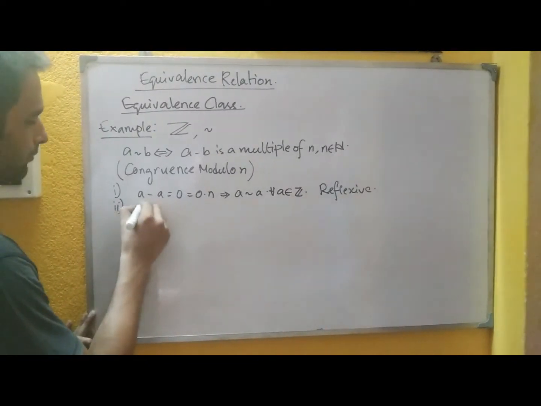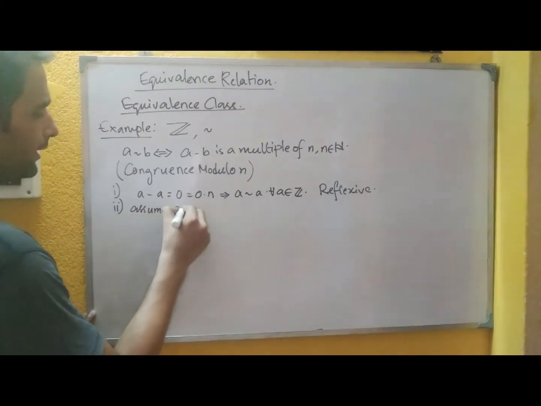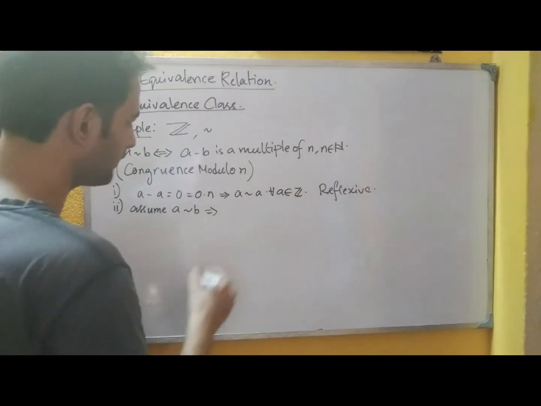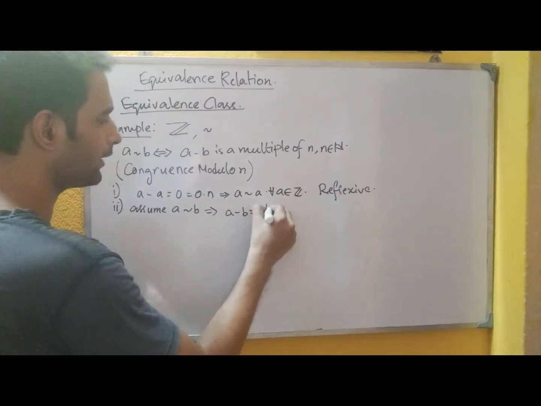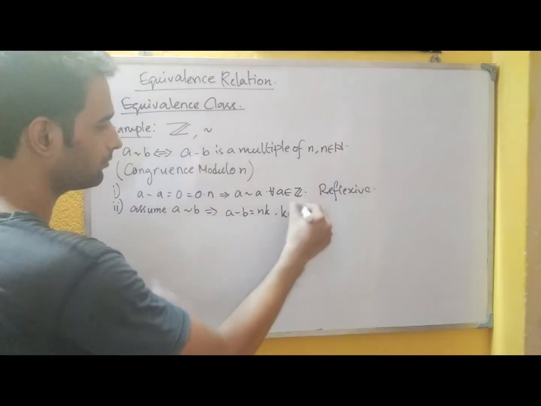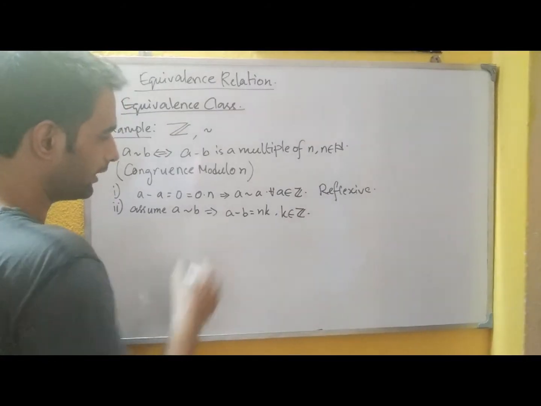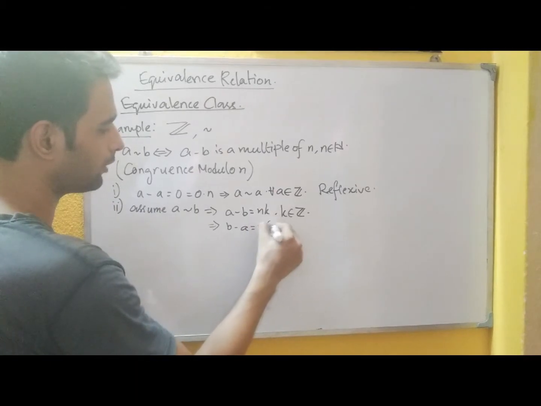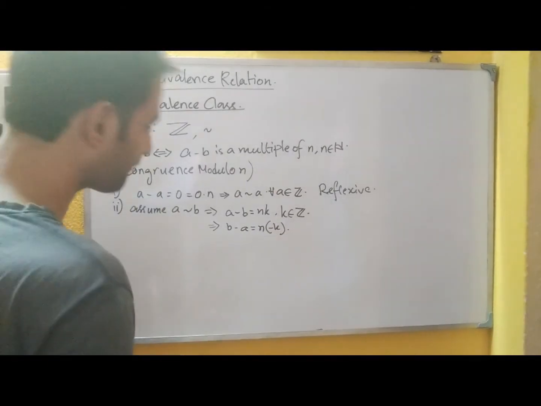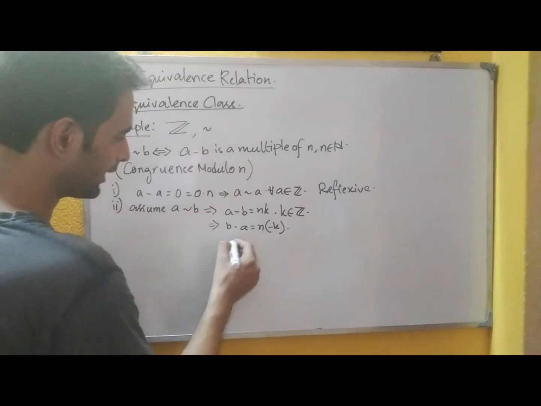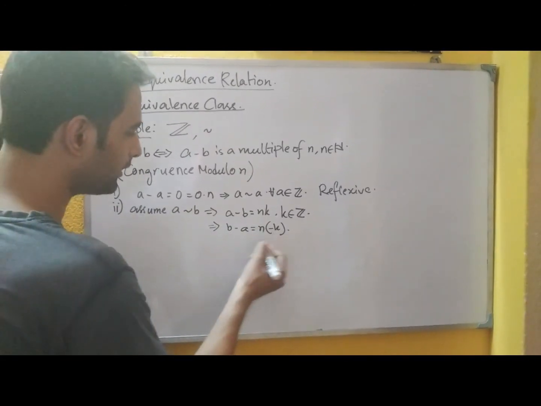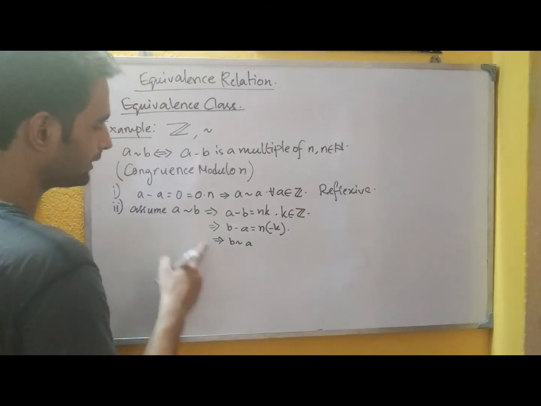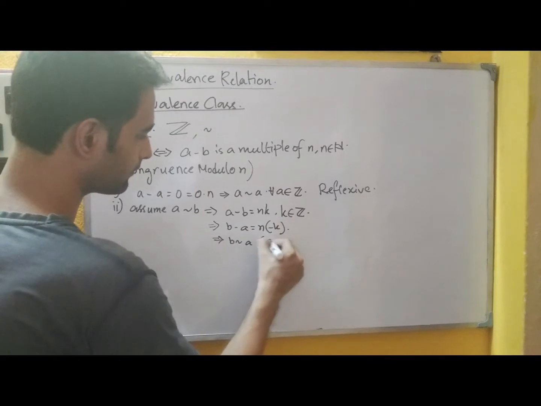So we can see that this relation is reflexive. Number two, we assume that a tilde b. So what can we say then? a minus b is a multiple of n, say for some integer k. So from here we see that b minus a will also be a multiple of n, where the constant will be minus k. So we can say b tilde a. So this gives the symmetric property.